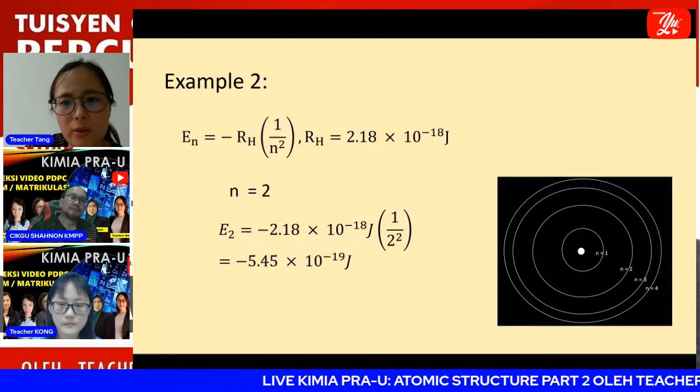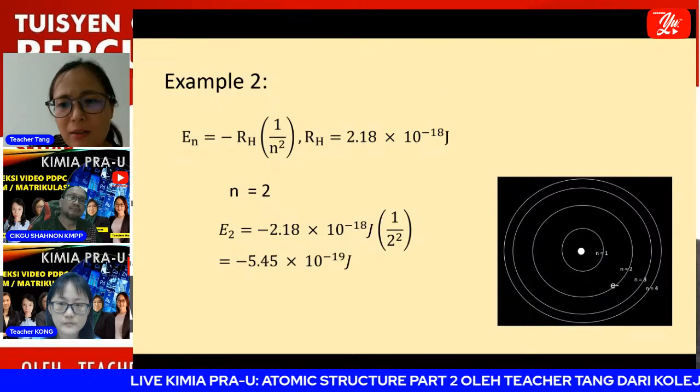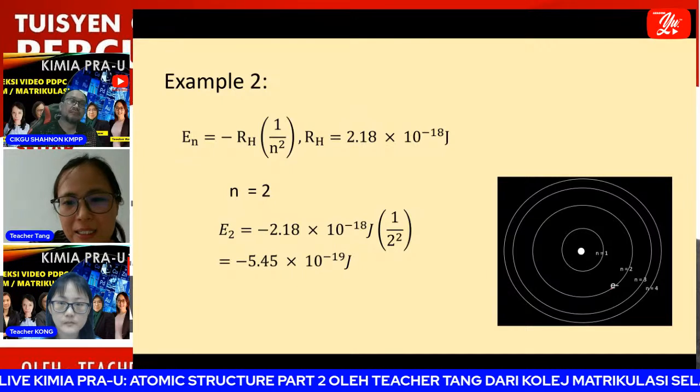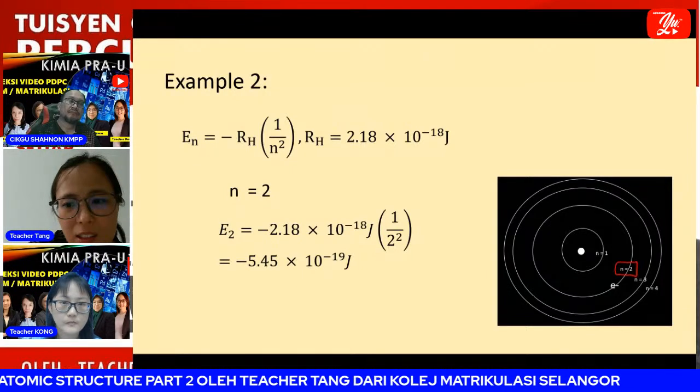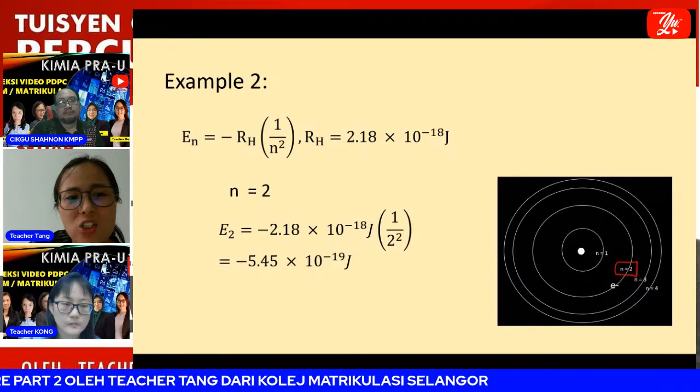Now we move on to look at the case where the electron is at the second orbit, energy level n equals 2. What will be the energy of the electron?